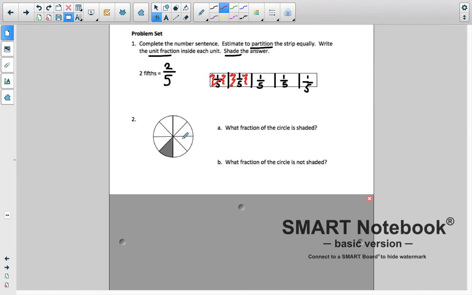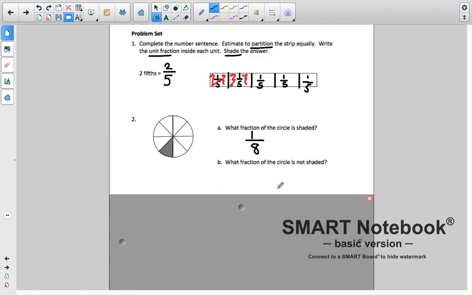All right, so we have a shape here, and the question says, write what fraction of the circle is shaded. So before I do that, I'm going to find how many equal pieces I have. So let's count. 1, 2, 3, 4, 5, 6, 7, 8. So 8 is my bottom number because that's how many equal pieces I have. Now I can figure out easily what the shaded fraction is. So how many pieces are shaded? Well, there's 1 piece. So the fraction shaded is 1/8.